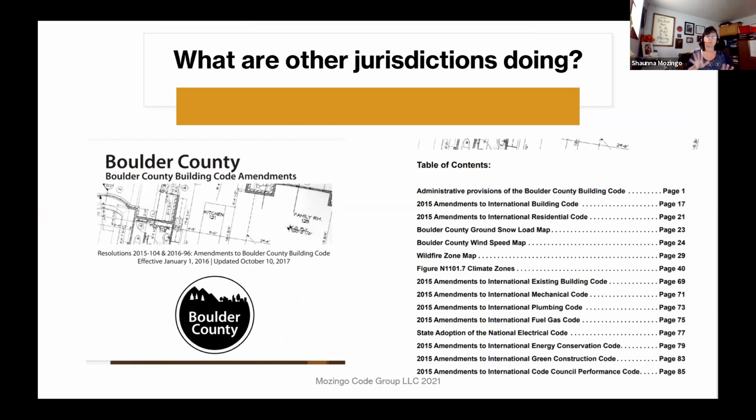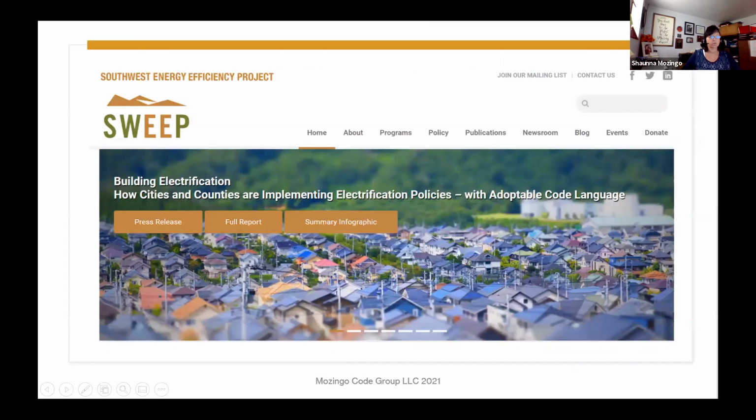I do a lot of research of all the different jurisdictions, especially ones that are surrounding me, right? To see what is everybody doing so that maybe we can get some consistency, but we can also learn from each other. And so I also utilize my resources. SWEEP, Southwest Energy Efficiency Project, what an amazing resource, especially when you're trying to meet those sustainability goals and those climate action plans, because look at, they have this whole section on building electrifications and how cities and counties are implementing it. So they have examples of what people are doing and good language that you could adopt.